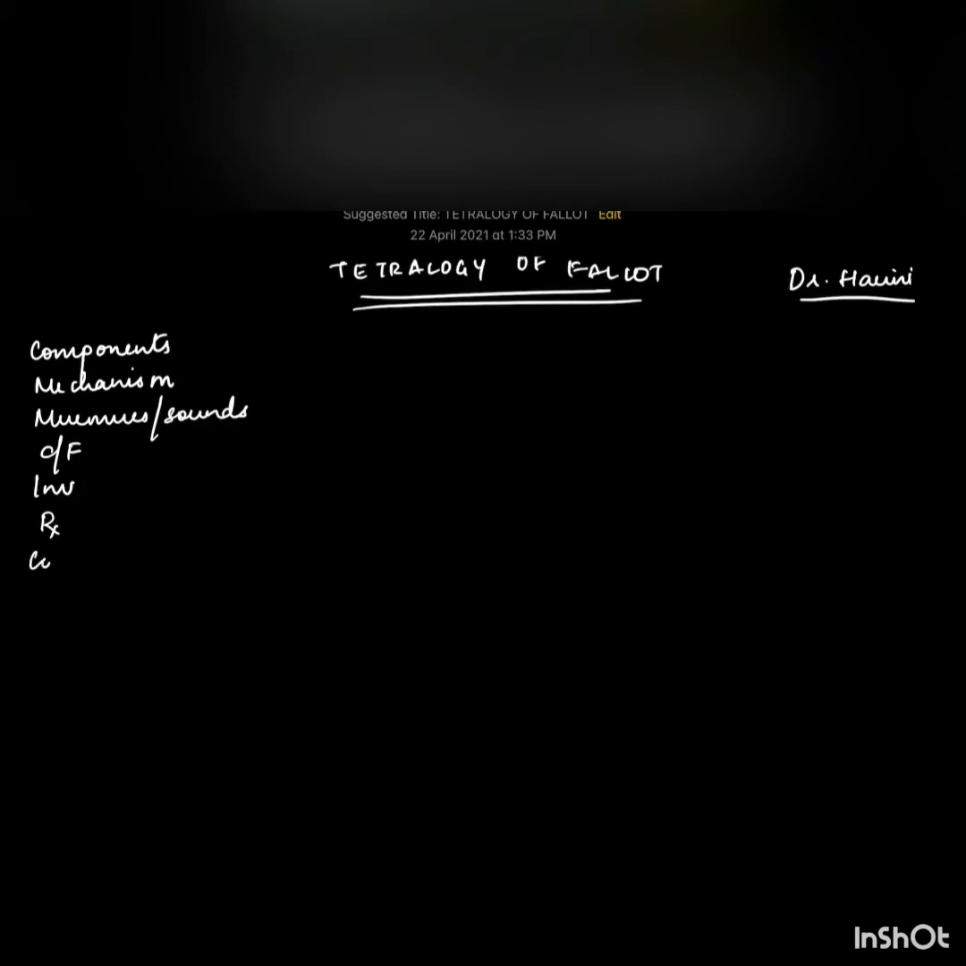We're going to be discussing this under a few subheadings. Firstly, we're going to see the components of Tetralogy of Fallot. We're going to see the mechanism of how the disease occurs, that's basically the pathology or the physiology of the disease, pathophysiology. And we're going to discuss the murmurs or sounds that can be heard in this condition, clinical features, investigations that can be done to diagnose, treatment modalities that are available, and complications.